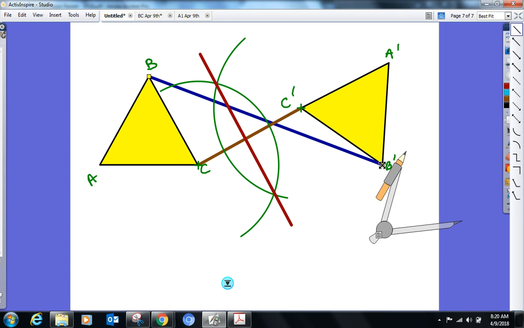Anybody know what I just did when you do it once? That's the line of reflection, yeah. Okay, so this one right here, I know this is not a reflection, but this would be the line of reflection for C and C prime. Yep. All right, so I think that covers everything now.